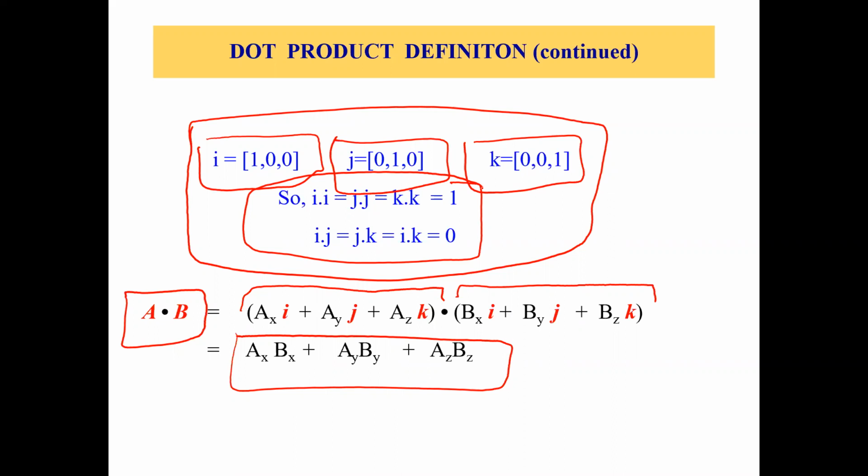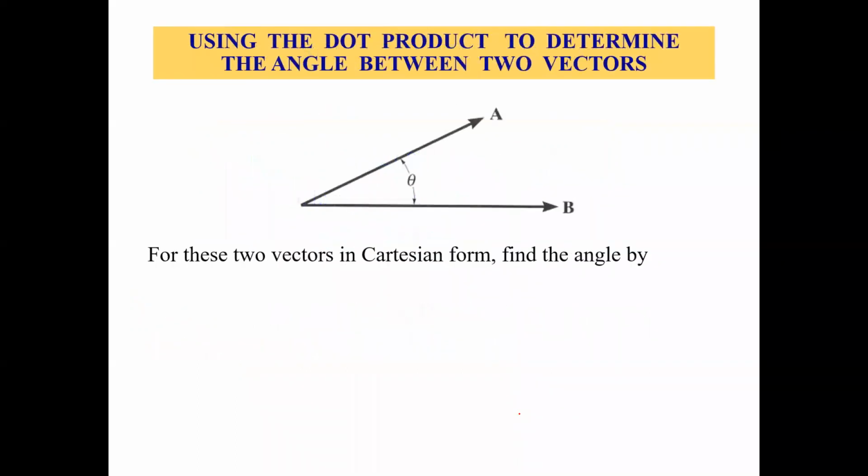Okay, so these are the details of the dot product. How do you get the dot product? A dot B. Okay. All right. So now, how do we find the angle between the two vectors using the dot product?